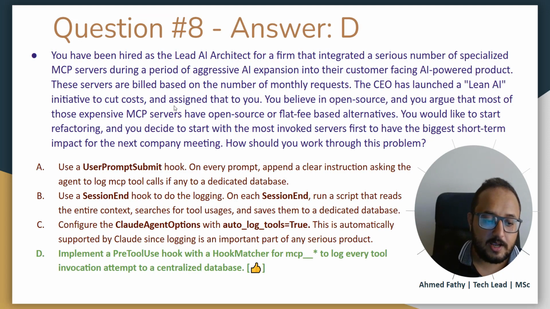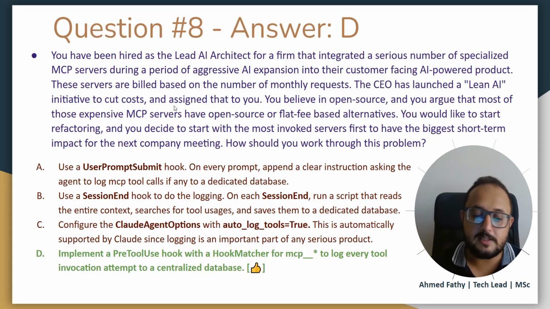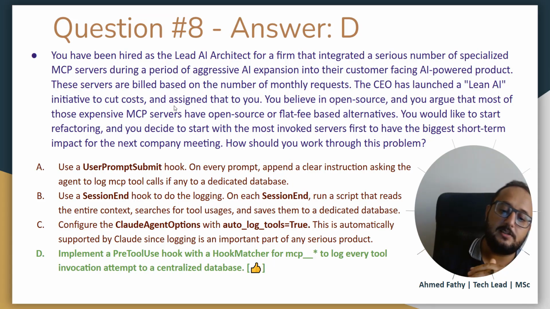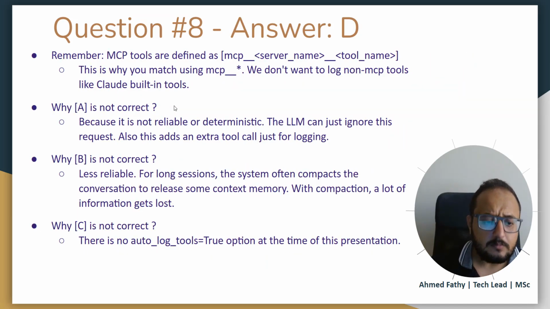Why is C not correct? C tells you to configure the Claude agent options with auto log tools equals true. This is automatically supported by Claude since logging is an important part of any serious product. This option is incorrect because there is no such option as auto log tools equals true. This doesn't even exist. This is just something I made up.